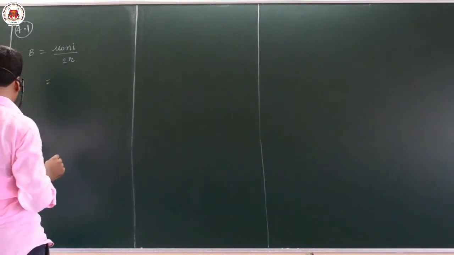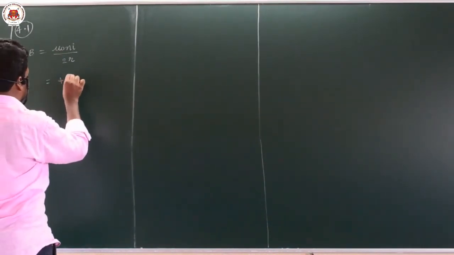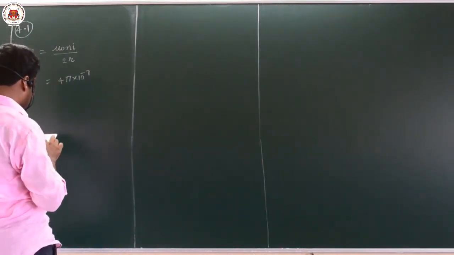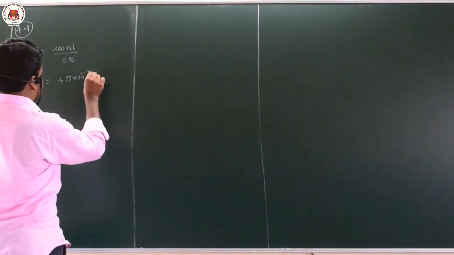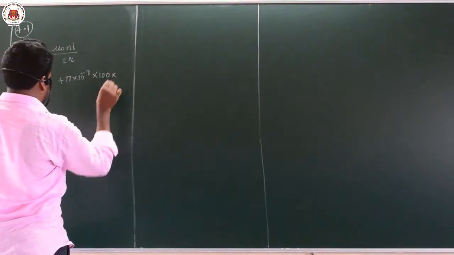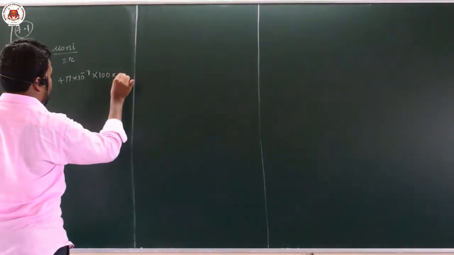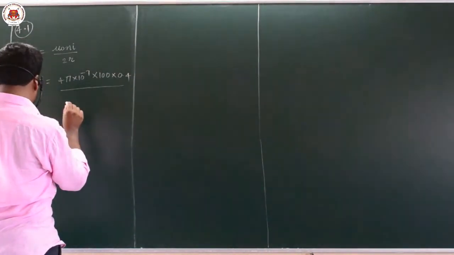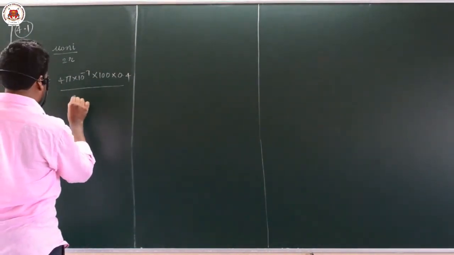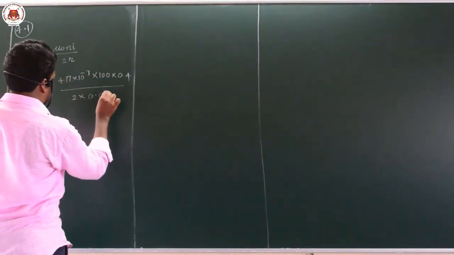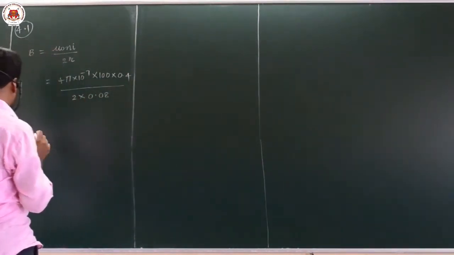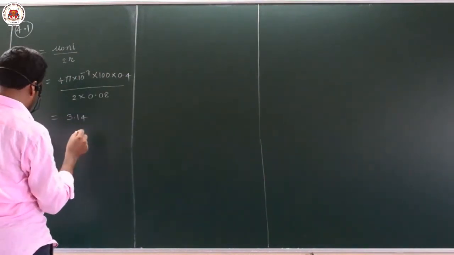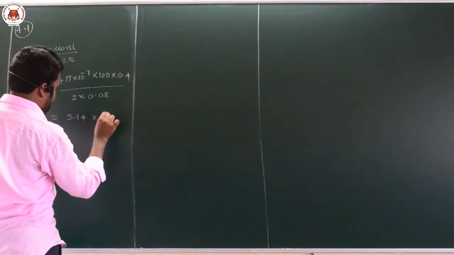Mu naught value is 4 pi into 10 to the power of minus 7, and the number of turns is 100. Current is given as 0.4, by 2 into radius, which is given as 0.08. Then you will get the answer as 3.14 into 10 to the power of minus 4 Tesla.